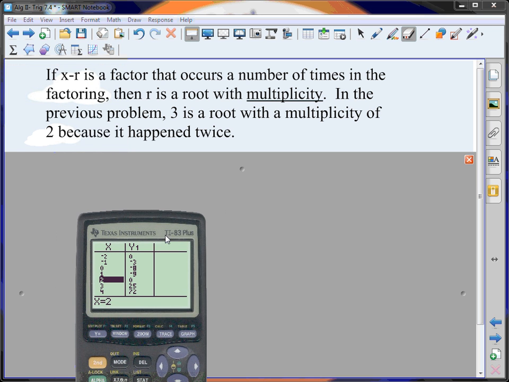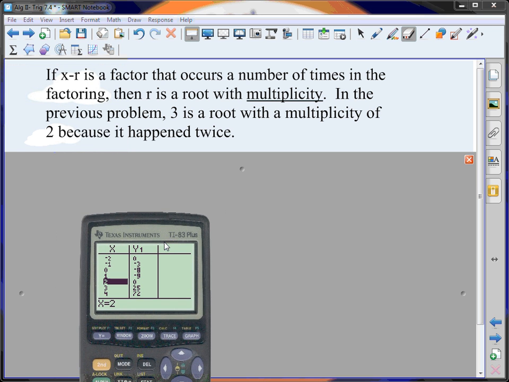If x minus r is a factor that occurs a number of times in the factoring, then r is a root with multiplicity. That's what I was just saying. In the previous problem, 3 is a root with a multiplicity of 2 because it happened twice.